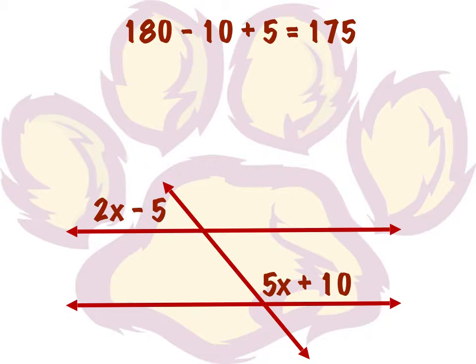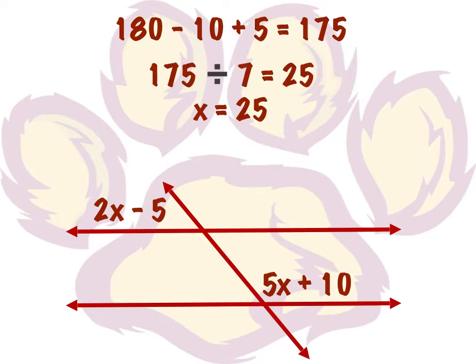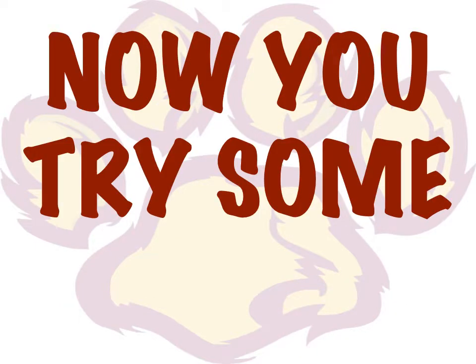That gives us 175. Now we divide by the total amount of our coefficients. We have a 2x and a 5x, so we do 175 divided by 7. That gives us 25, and that is our x value. X equals 25.